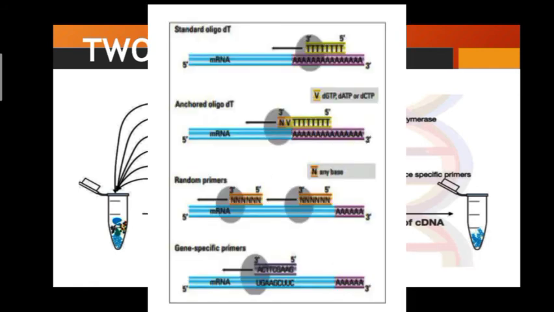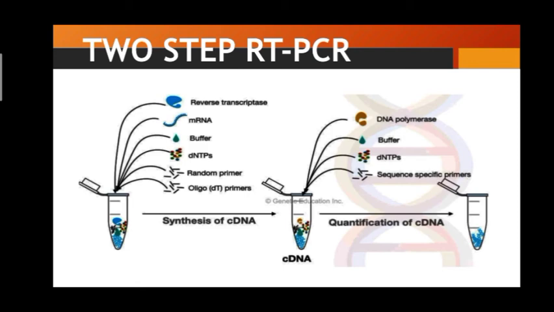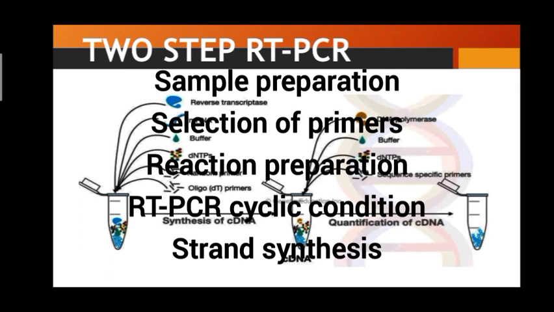And the picture shows four different priming methods for the reverse transcription step in the two-step assay of reverse transcription polymerase chain reaction. If we summarize the process of RT-PCR: first is sample preparation, next is selection of primers, the third step is reaction preparation, the next is RT-PCR cycle conditions, and the last step is standard synthesis.